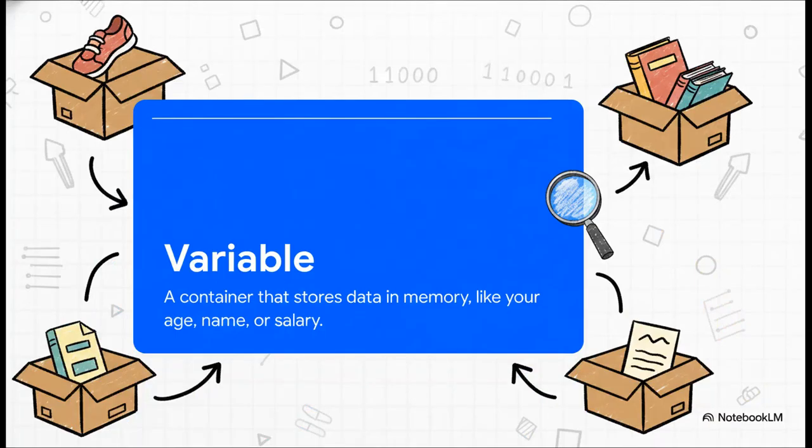Now, when you hear the phrase storing data in memory, it sounds incredibly abstract and technical, right? But to be a great programmer, you just need to frame this as something physical and tangible. So whenever you hear the word variable, I want you to immediately picture a container. Just think of it like a simple cardboard box. Just like you use boxes in the real world to store your shoes or your documents, a variable is just a digital box that stores data in your computer's memory. You literally just pop things in there, like a person's age, their name, or their salary, and then you grab that info whenever you need it.